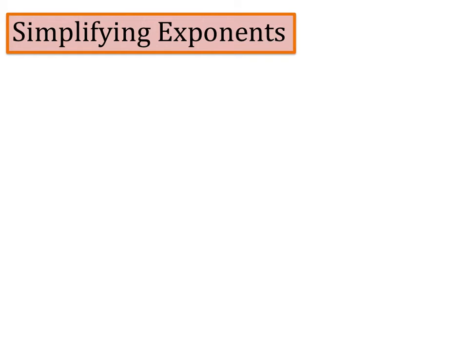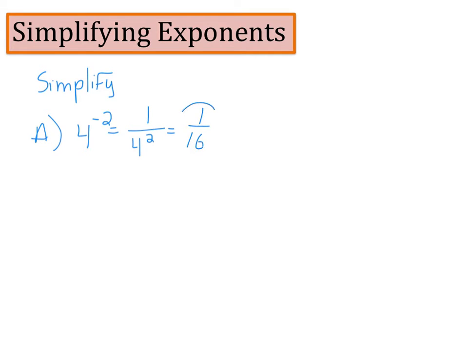Alright, let's simplify some exponent expressions. So let's say we have 4 raised to the negative 2. We're raising this to a negative exponent, so it's going to be 1 over that same number raised to the opposite exponent. Here it's negative 2, so we raise it to a positive 2. And we know 1 over 4 squared will just become 1 over 16.